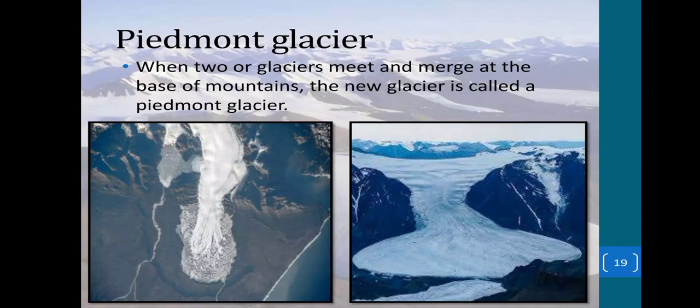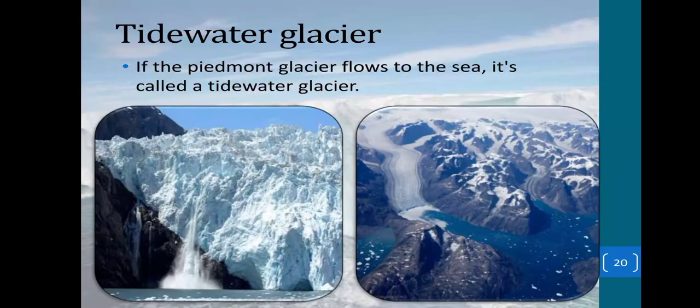The Piedmont glacier: when two or more glaciers meet and merge at the base of mountains, the new glacier is called a Piedmont glacier. Here we have the example, where the two glaciers merge at the center of the mountain. We have also the tidewater glacier. If the Piedmont glacier flows to the sea, it is called a tidewater glacier. Here we also have an example.